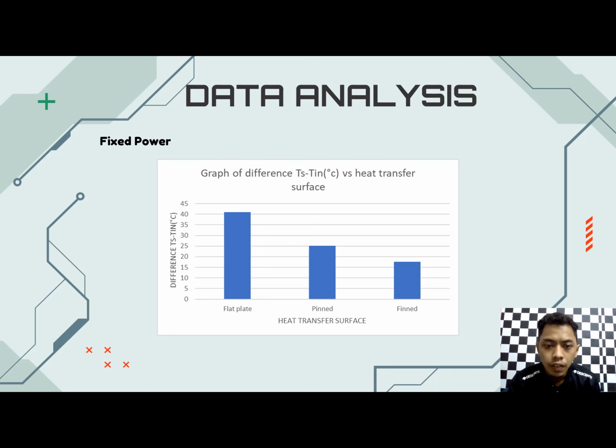So today I want to talk about the data analysis for lab 3, free convection. So this is a graph of the temperature difference Ts minus Tin versus heat transfer surface. This is for the fixed power. As we can see, the flat plate has the highest temperature difference, and the fin type has the lowest temperature difference among these three surfaces.